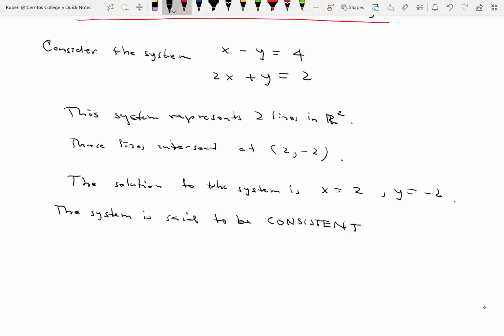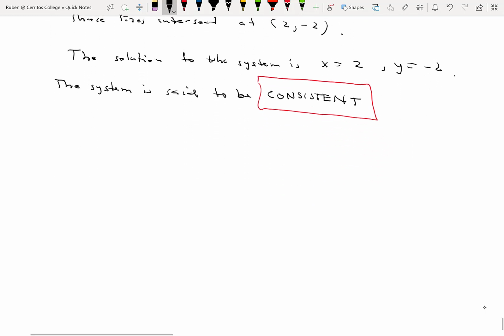Okay. So for us, this pair of lines intersecting at a point, or even better, the fact that this system of equations has a solution, means that this system is called consistent. Okay, so consistent systems have a solution. Okay. So does that mean that a consistent system can only have one solution? Well, let's talk about that.